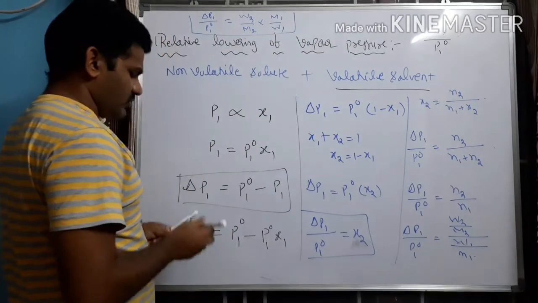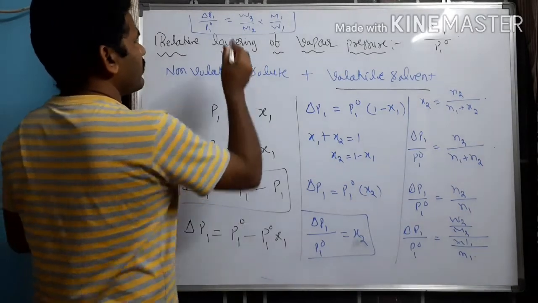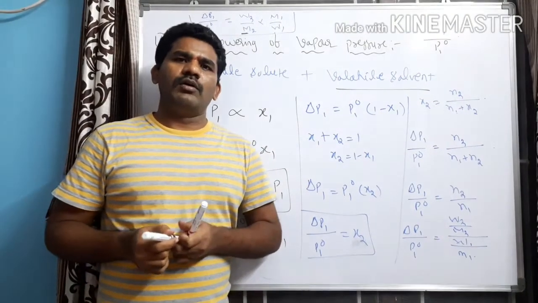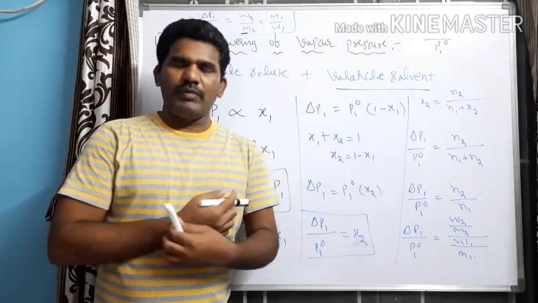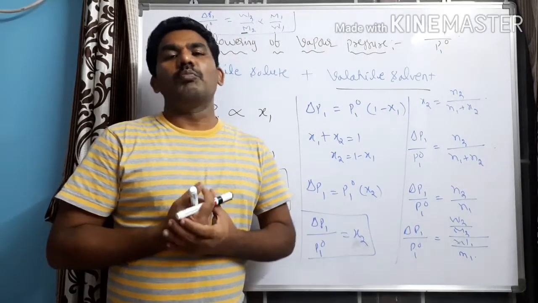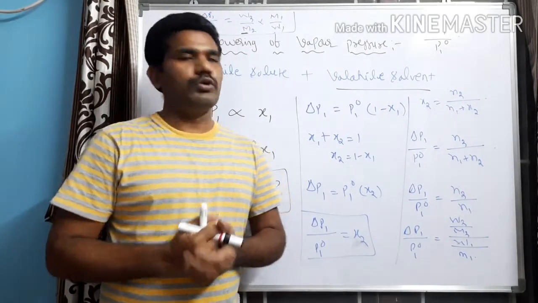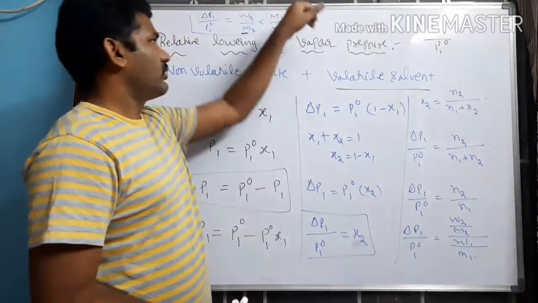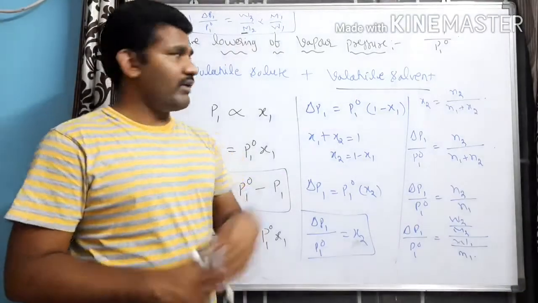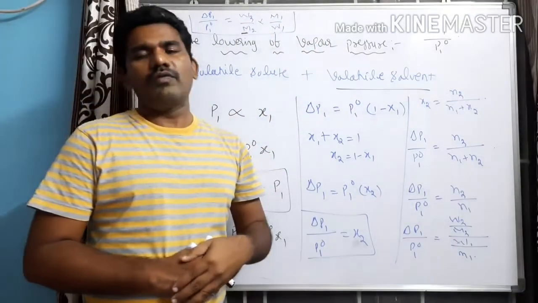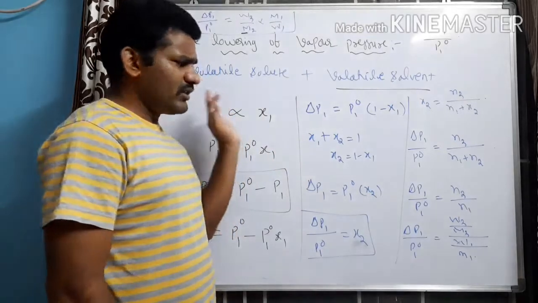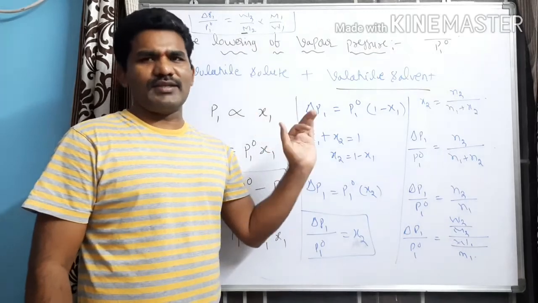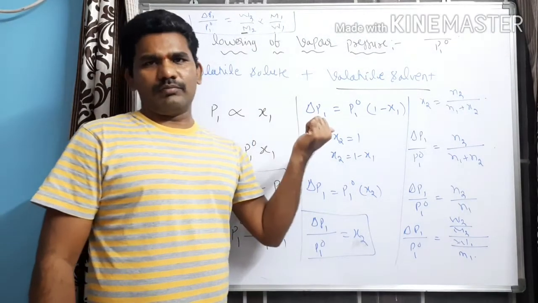By using this equation, you are going to calculate the molecular weight of a solute. M2 is the molecular weight of solute, W2 is the weight of solute, M1 is the molecular weight of solvent, and W1 is the weight of solvent. Based on this equation, let us try to solve a simple example so that you can understand this equation much better. Okay.